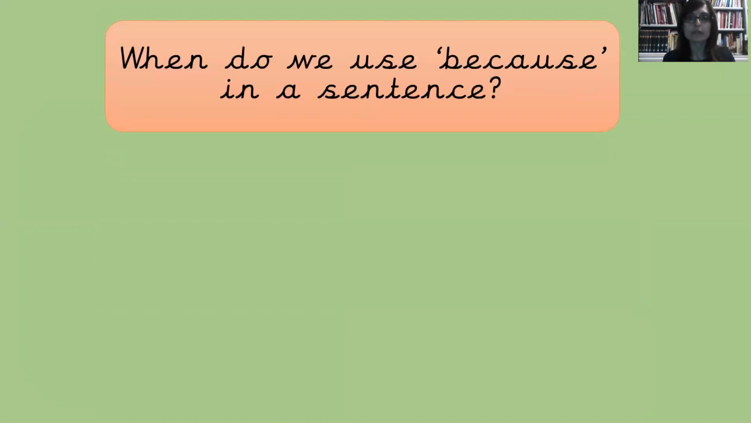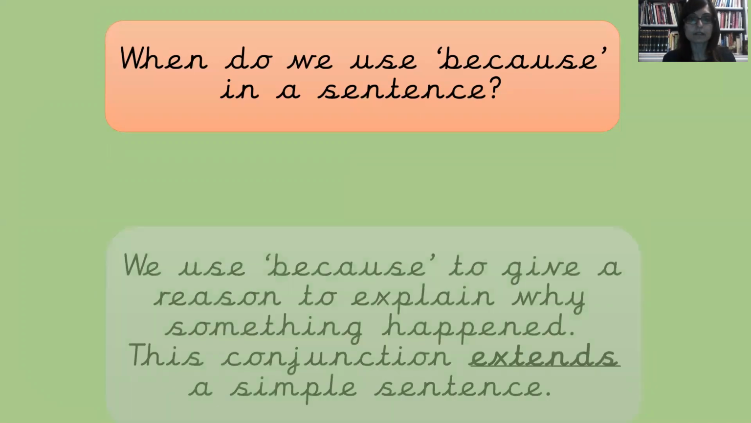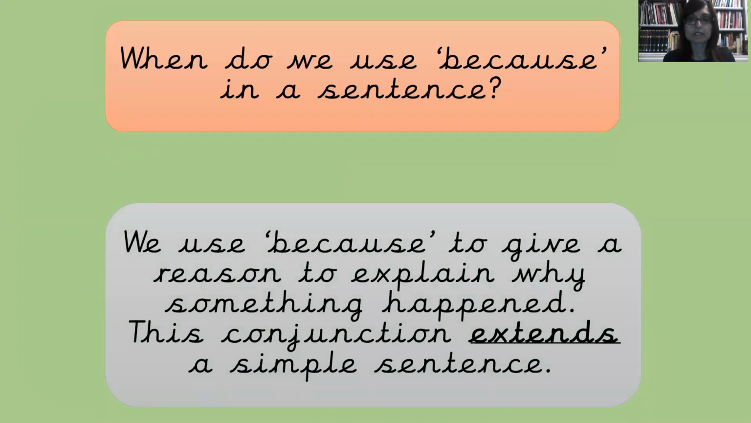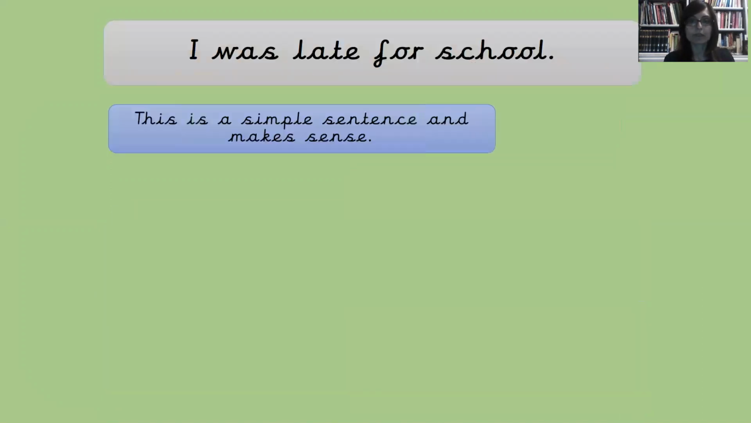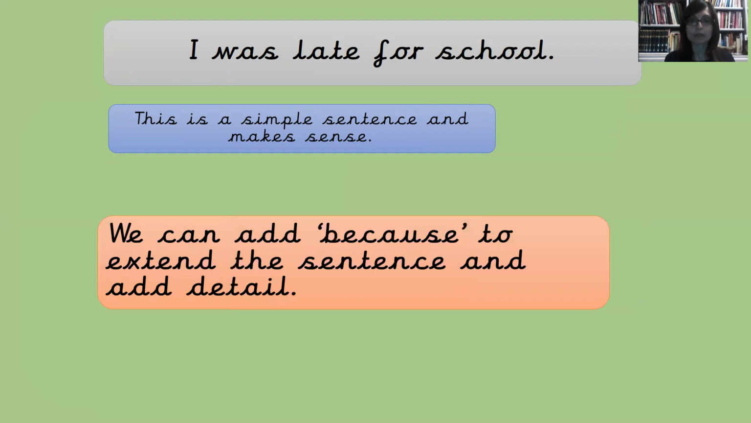When do we use because in a sentence? We use because to give a reason to explain why something happened. This conjunction extends a simple sentence because we give the reason why and we add extra detail. I was late for school. This is a simple sentence and makes sense on its own. But when we add because, we give more detail.